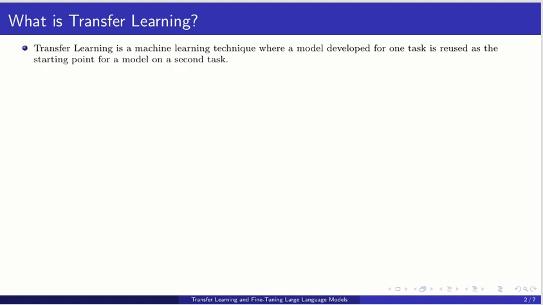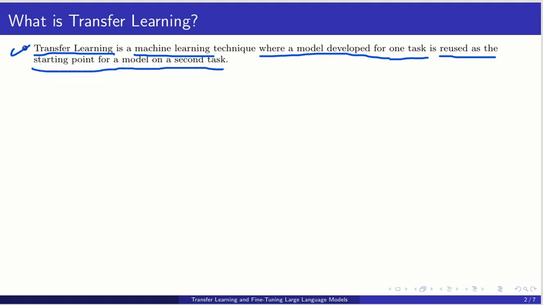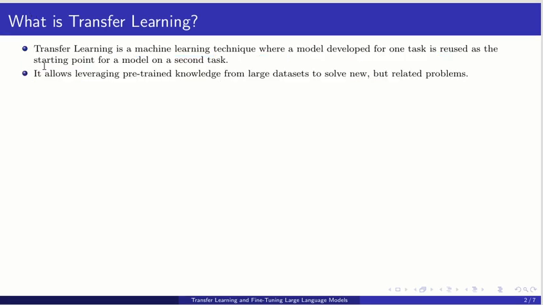So let us see what transfer learning is. Basically, transfer learning is a technique in machine learning where a model developed for one task can be reused as a starting point for a model on a second task. That means you can reuse a model for other tasks. But how? It allows leveraging pre-trained knowledge from a large dataset to solve new but related problems.